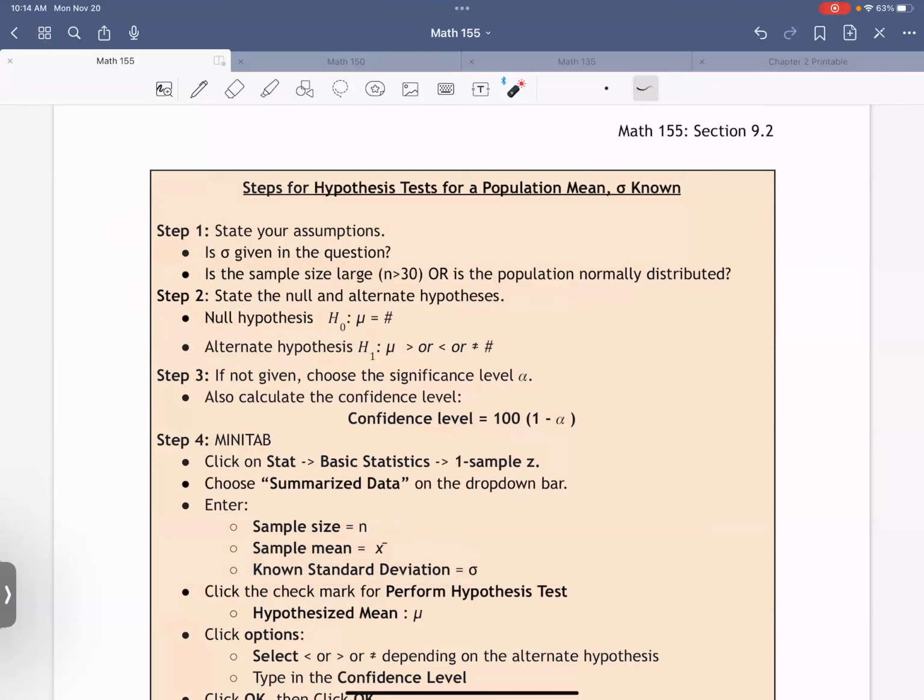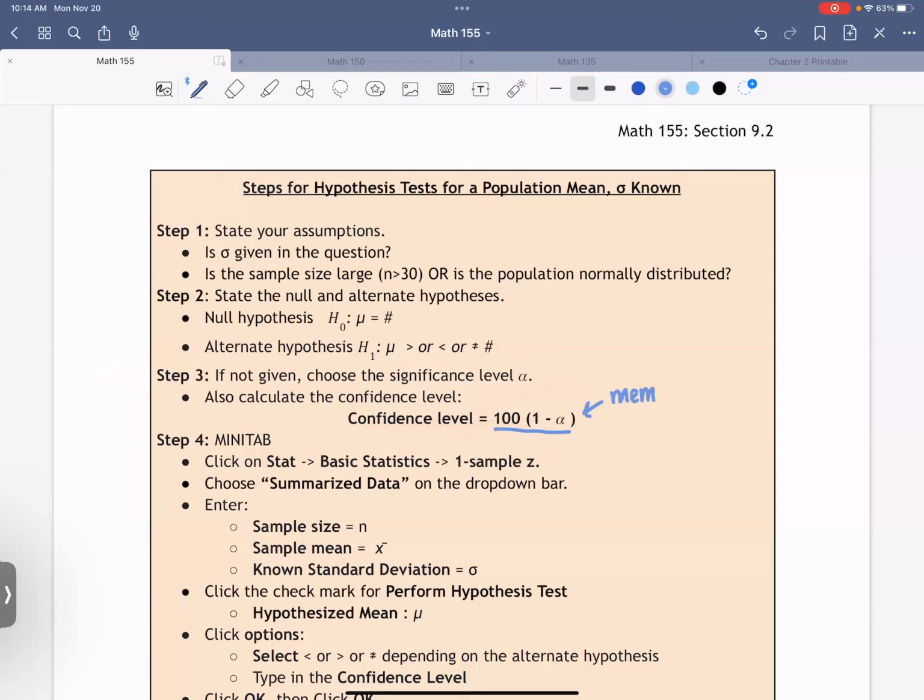Step 2, you're going to state your null and alternate hypotheses. This is what we did in the last set of notes. We just learned how to write H0 and H1. Step 3, you need to calculate this thing called the confidence level. This is a formula that you do unfortunately have to memorize.